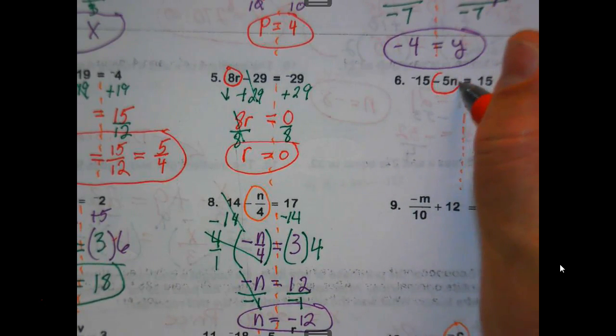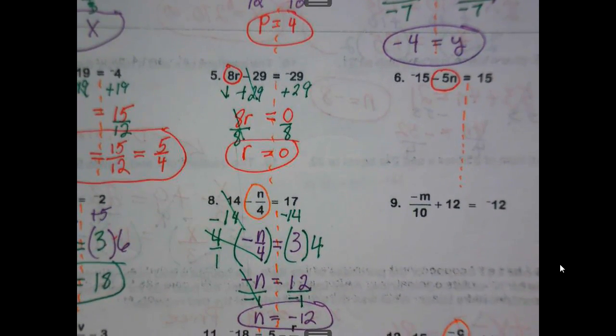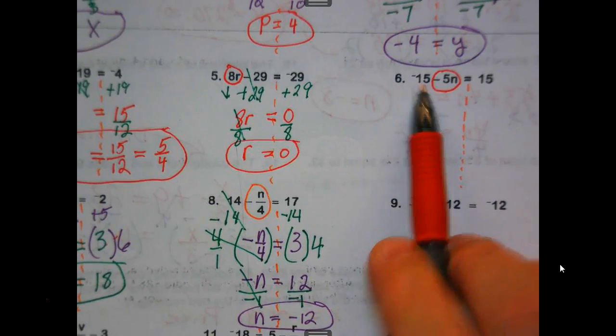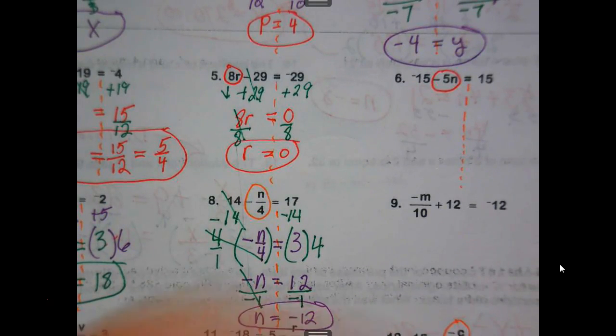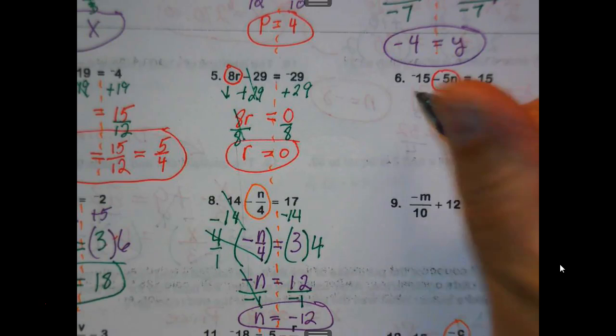Okay, I have to get the minus 5n by itself, so I'm going to undo negative 15 by adding 15 to both sides.